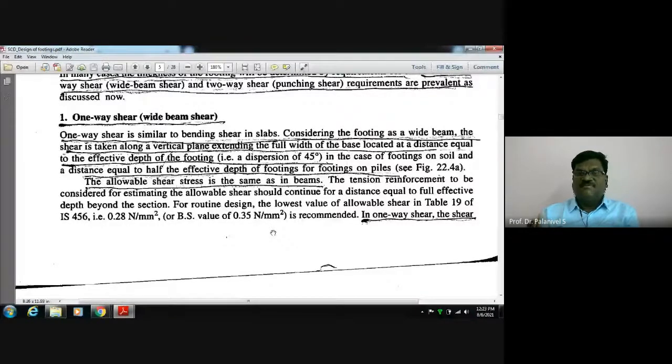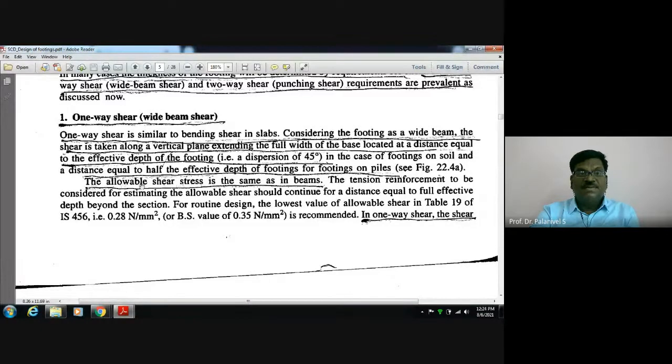Considering the footing as a wide beam, the shear is taken along the vertical plane, extending the full width of the base, located at a distance equal to the effective depth of the footing. The distance is equal to half the effective depth of the footing. The allowable shear stress is the same as in a beam.